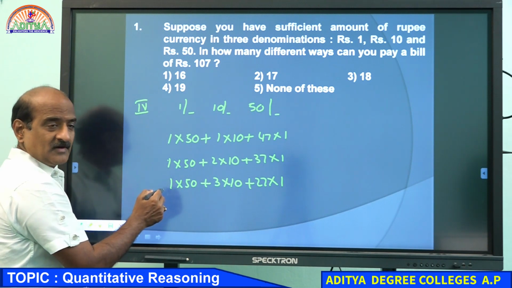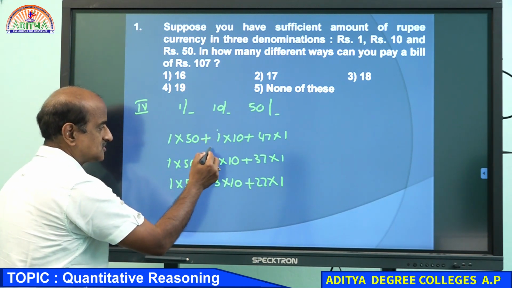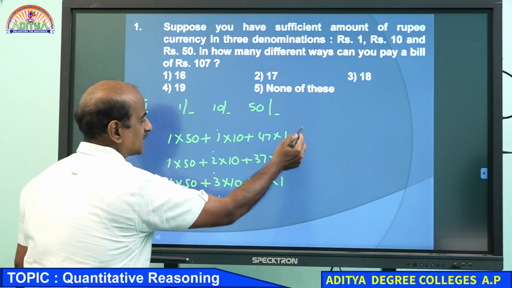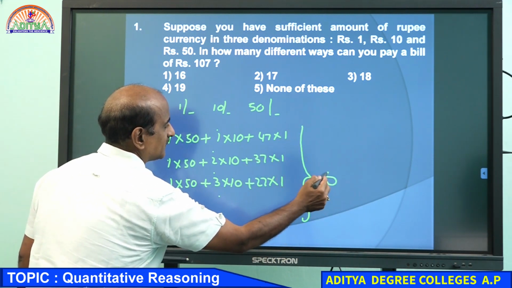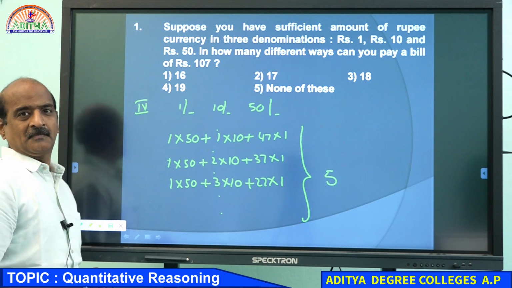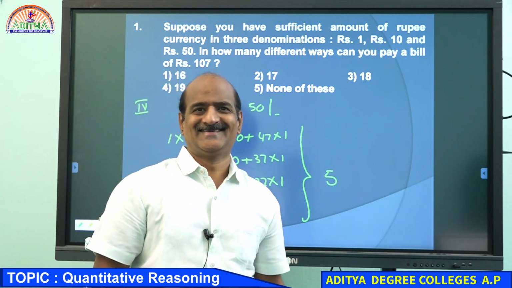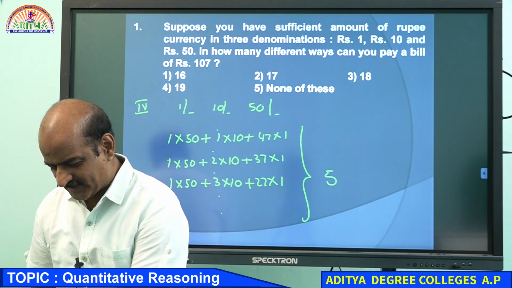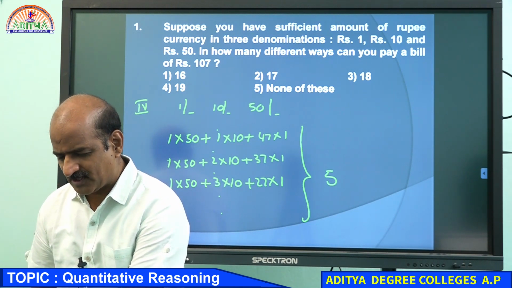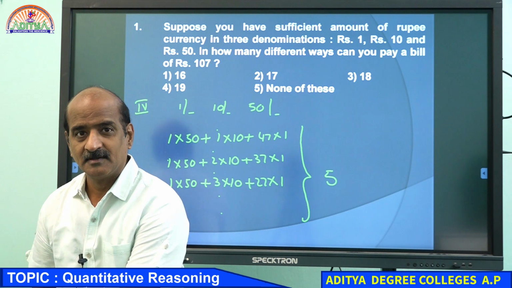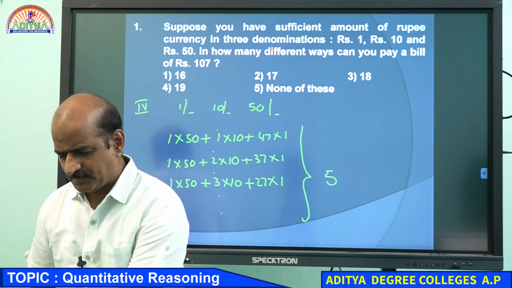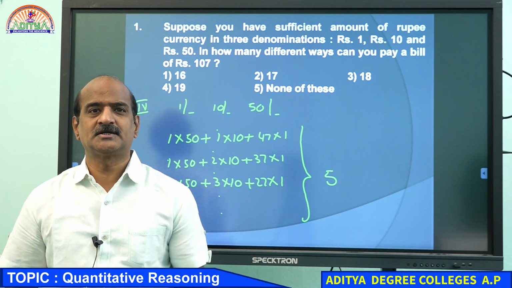50 you keep only one, but tens 1, 2, 3, 4 and 5. So these kind of combinations we will be getting 5. Is this clear to you? We will be getting 5 combinations with 1 rupee, 10 rupees and 50 rupees. I hope you understand, my dear students.